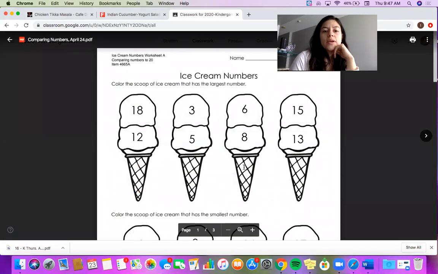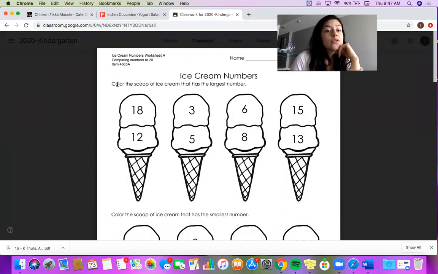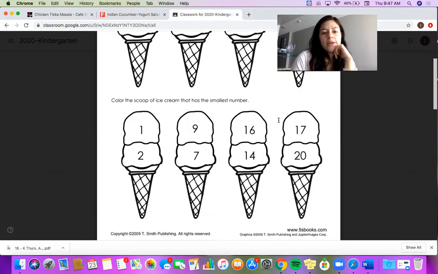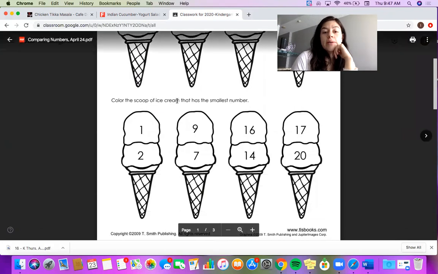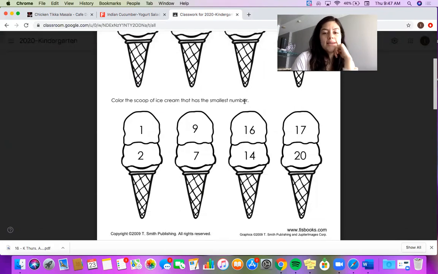All right, this one is comparing ice cream numbers. So if you read the instructions for the first part, it says, color the scoop of ice cream that has the larger number. Larger is another word for bigger, the greater number. So you look at both numbers, color in the number that is greater. On the bottom here, color the scoop of ice cream that has the smallest number. So you're doing the opposite. Now you're coloring the ball that has the smallest number.